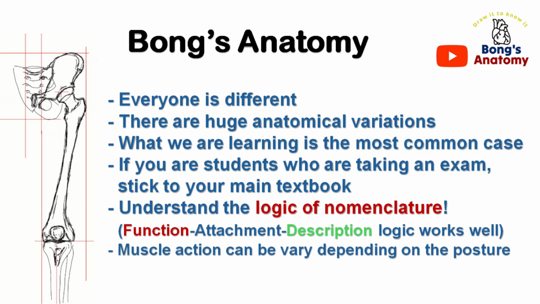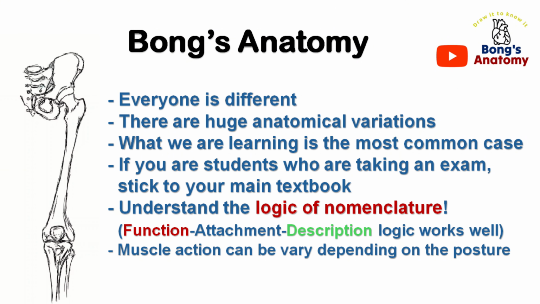And when we study the muscles, I think it's very important to understand the logic of nomenclature, how the muscles are named. The logic I use is function, attachment, and description. Those are very descriptive. Let's take an example. The muscle that extends the toes: digit and extend means extension. So we're going to name the function as extension.